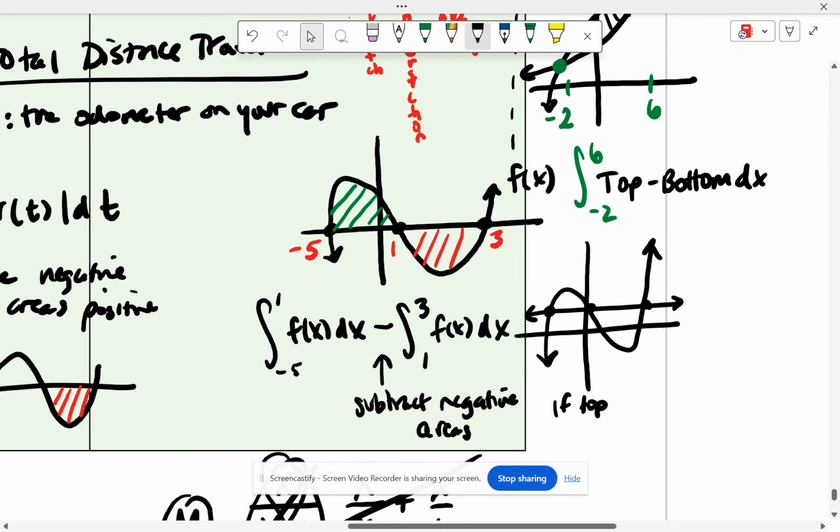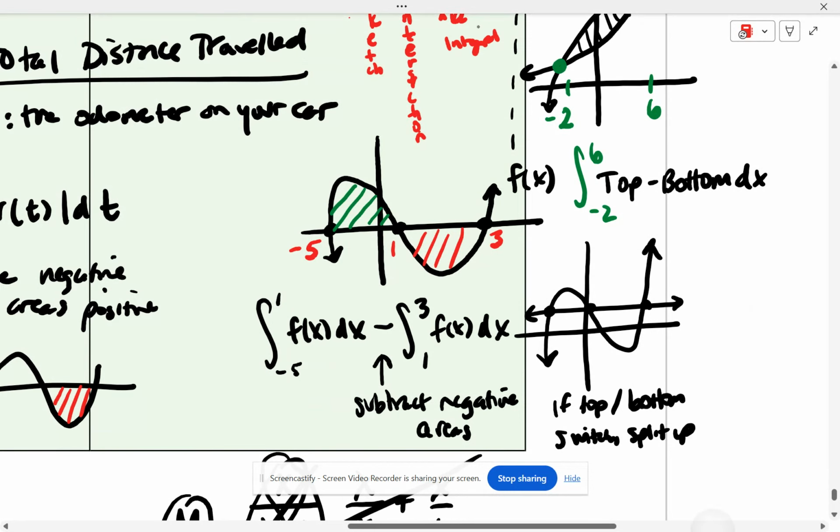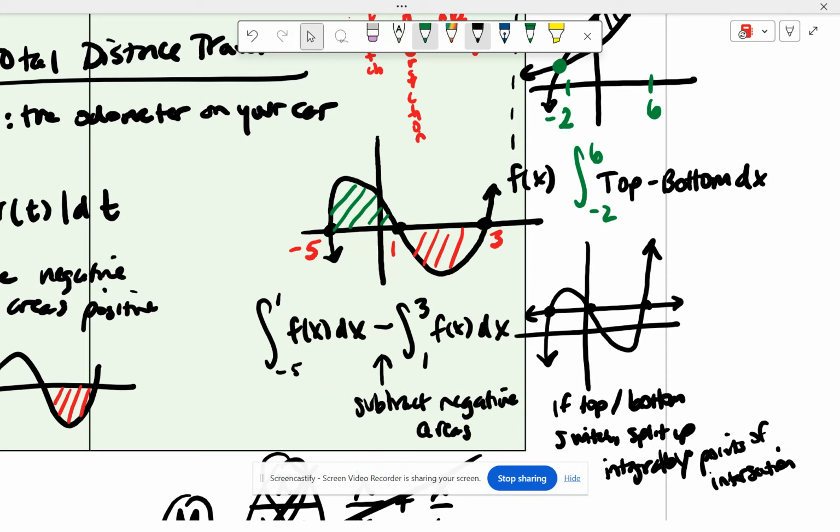If top and bottom switch, split up the integral by points of intersection. Do you know what I mean by that? I'd really like to get off this page because it's being very glitchy. All right, I think that's it for integrals. Let's do a problem that I thought was pretty summative and good, and then we can be done.